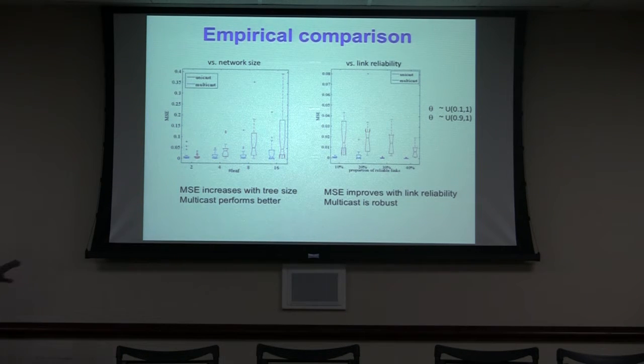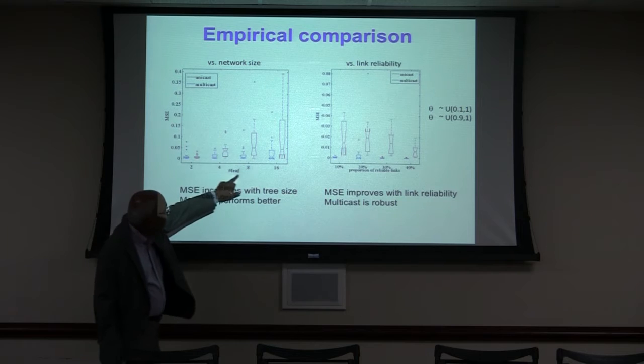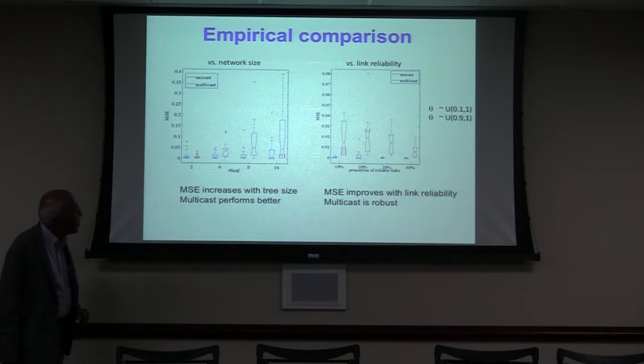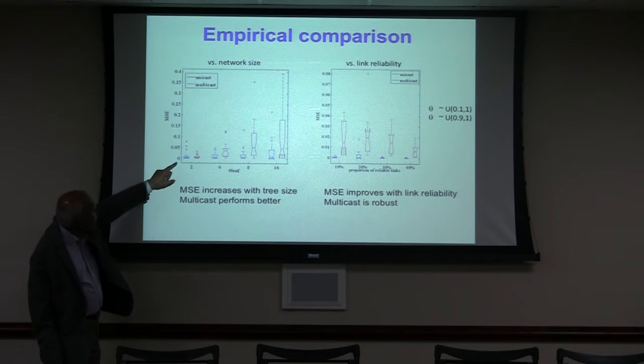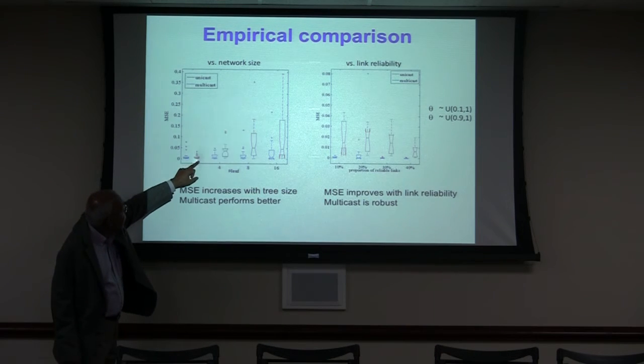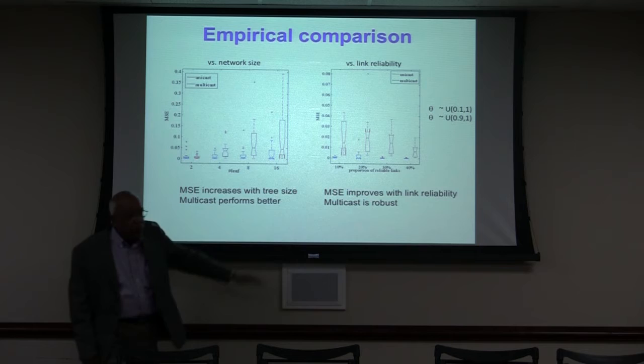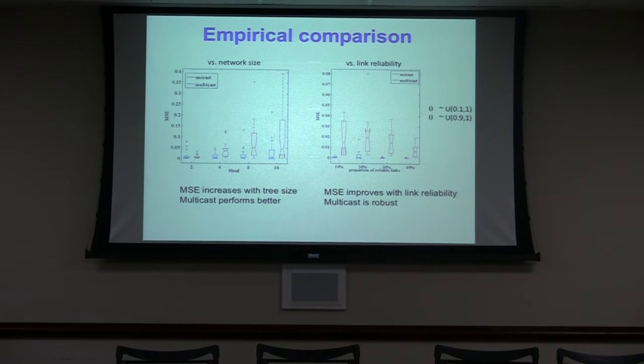So you looked at binary trees. This is the number of leaves of the tree. So the tree has many nodes. The blue shows multicast, the red shows unicast. So for larger trees, of course, your estimation gets worse as the tree size increases, and that's clear because the paths become longer and longer. But the other important thing is that multicast is much better than unicast in this case. So you want to do simultaneous measurement.